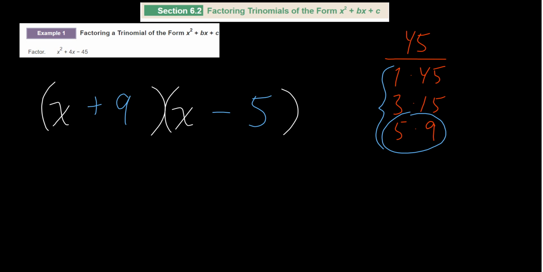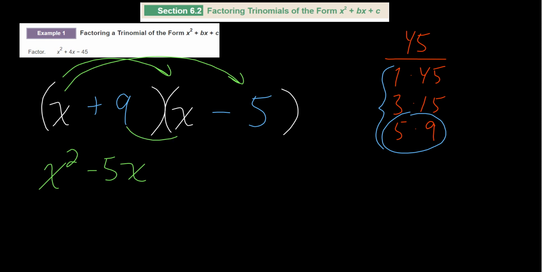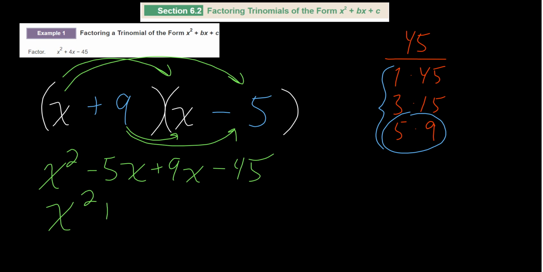And we're done, but for the sake of this, let's go ahead and FOIL it and see what happens, okay? So first thing I'm going to do is x times x, so that's x squared. I'm going to have x times a negative 5, so it's going to be negative 5x, plus 9x, minus 45. We're going to combine the like terms, so we're going to have x squared. The negative 5 and the plus 9 gives me a plus 4x minus 45. Okay, and that is exactly what we have.